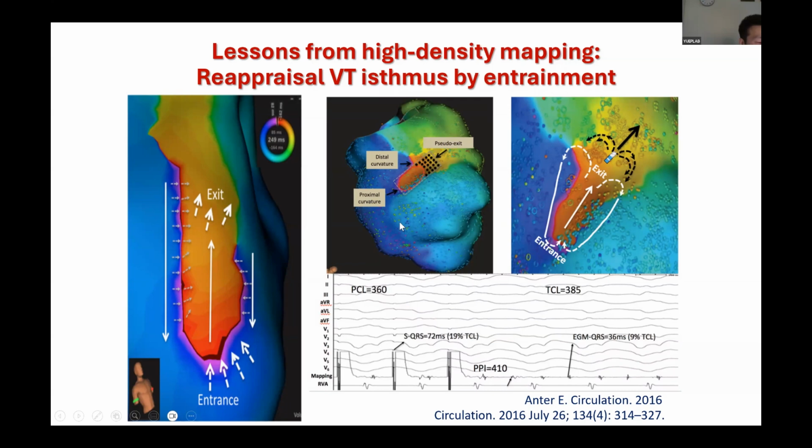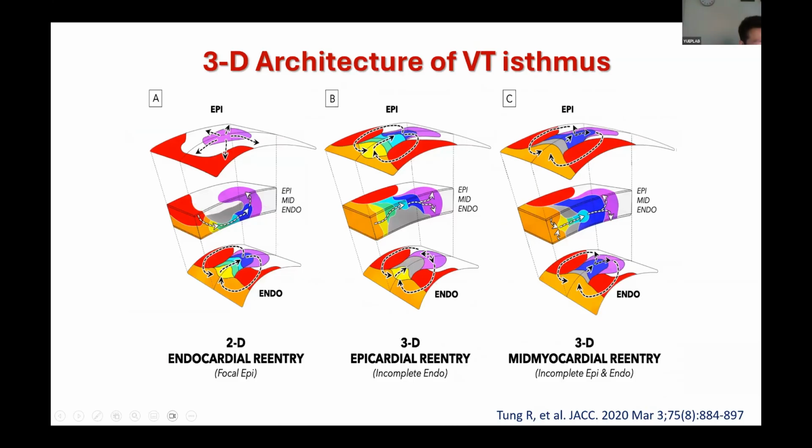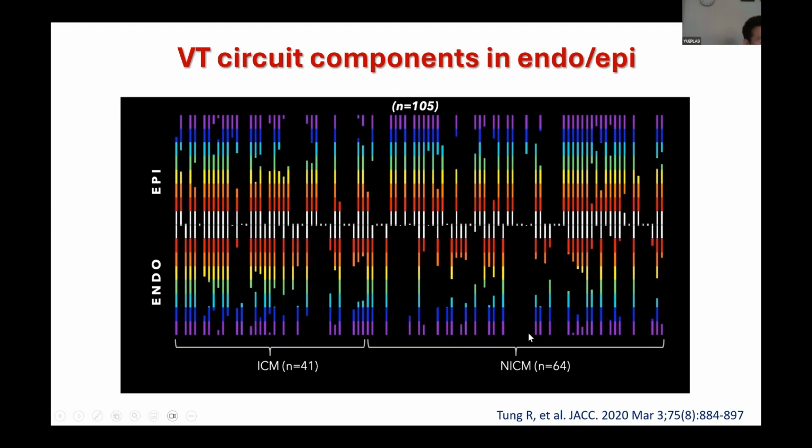But we also understand that entrainment, based on the animal study, probably will overestimate the length of your isthmus. Okay, so we move forward to how to do the VT mapping. We worked with Rod several years ago. We tried to understand the architecture of the VT circuit, so we used what we call simultaneous endo-epi mapping or septal mapping. We tried to see how to illustrate the VT circuit.